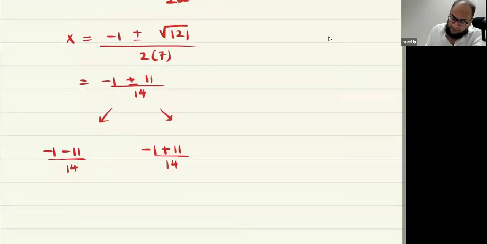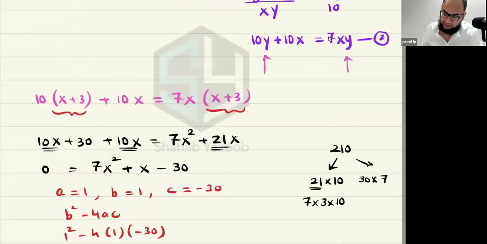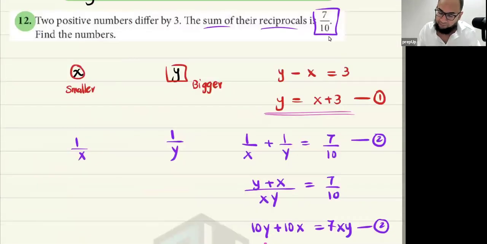So therefore this is negative 12 over 14, which is negative 6 over 7. And this is 10 over 14, and this comes out to be 5 over 7. Now we are getting the answer in fractions. Let me just double check my working.